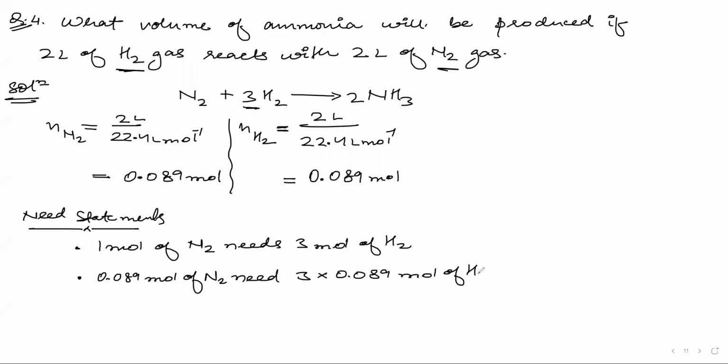mole of H2. So this will be equal to how much? If we have 0.089 into 3, this will be 0.267 mole of H2. So this much is needed and this much is present.